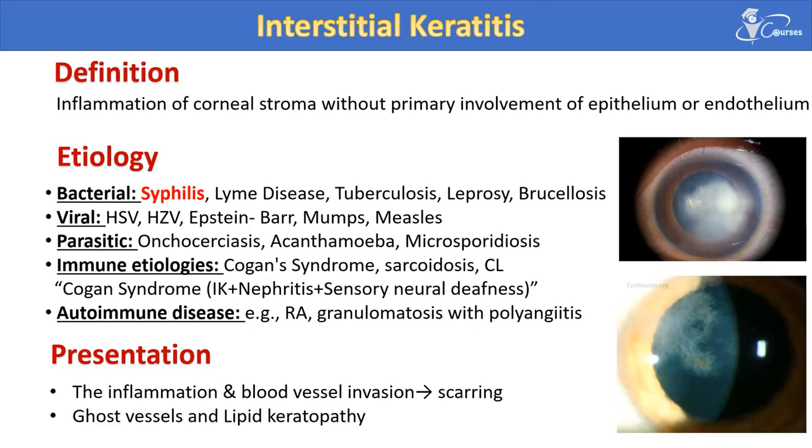So the kind of inflammation doesn't always have to be an infection. It starts mainly in the stroma, so the epithelium is normal and the endothelium is normal. What are the etiologies that cause interstitial keratitis? The first and foremost important is syphilis. Syphilis accounts for around 40% of interstitial keratitis.